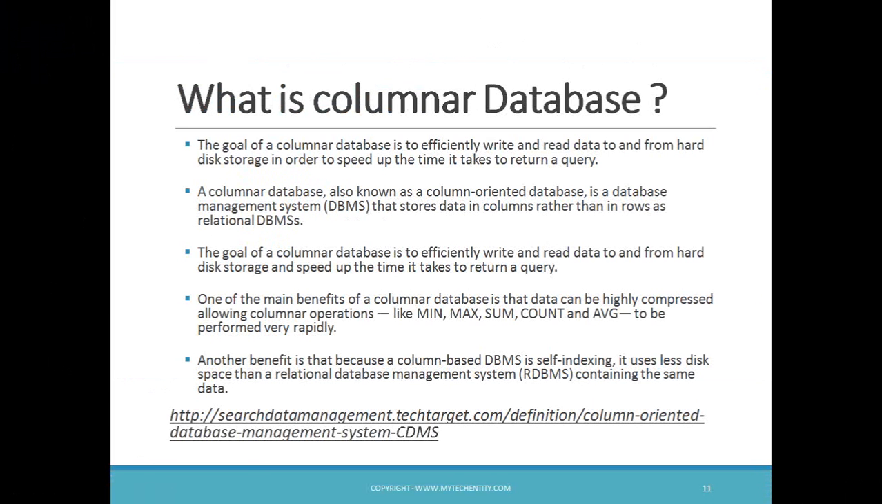One of the main benefits of the columnar database is aggregate operations like min, max, sum, count, and average, since it stores the same kind of data in a single column. So performance is very good. Another benefit: there's no concept of an index in Vertica. It is self-indexing; you cannot create a separate index. There is a new concept called a text index, only for stemming, but it is not a traditional index concept in Vertica.